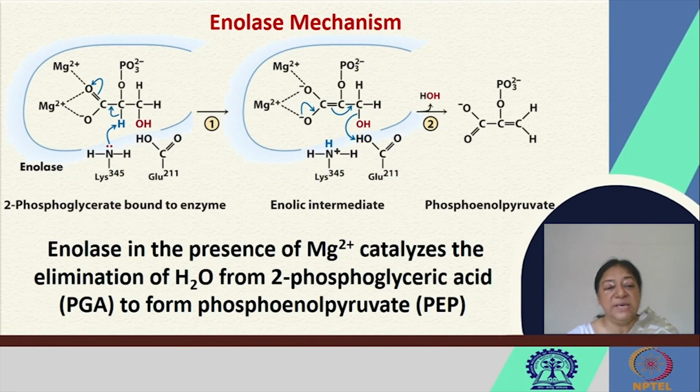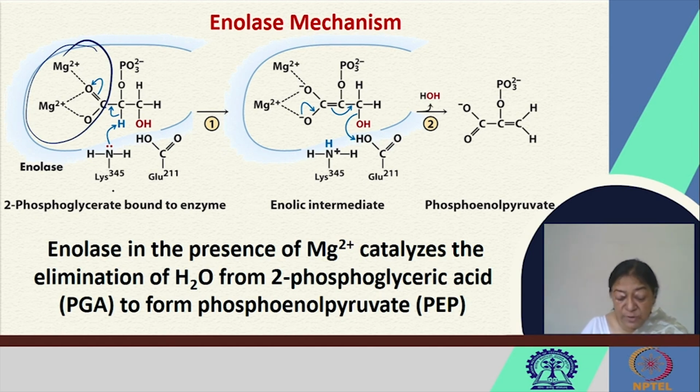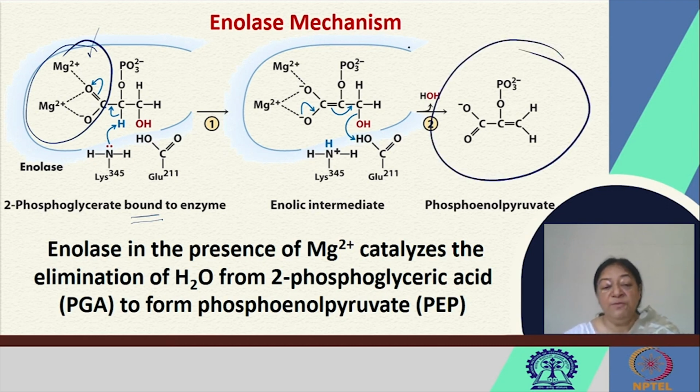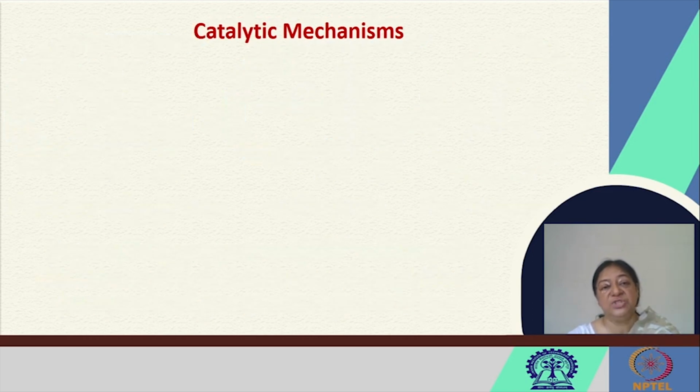So what happens in this case is the enolase, in the presence of magnesium, catalyzes the elimination of water from 2-phosphoglyceric acid molecules. So we have 2-phosphoglyceric acid molecules bound to the enzyme in an example where we have the metal, in this case Mg2 plus, that catalyzes the elimination of the water, in the event forming phosphoenolpyruvate, which we know is important in our glycolysis reaction, specific reactions there.